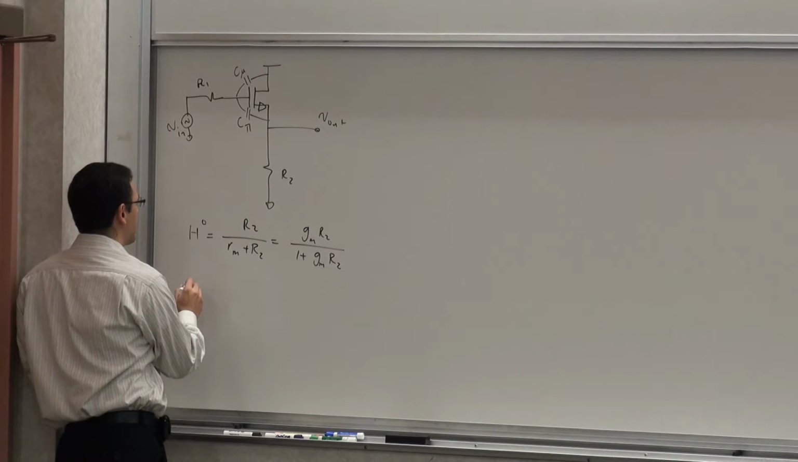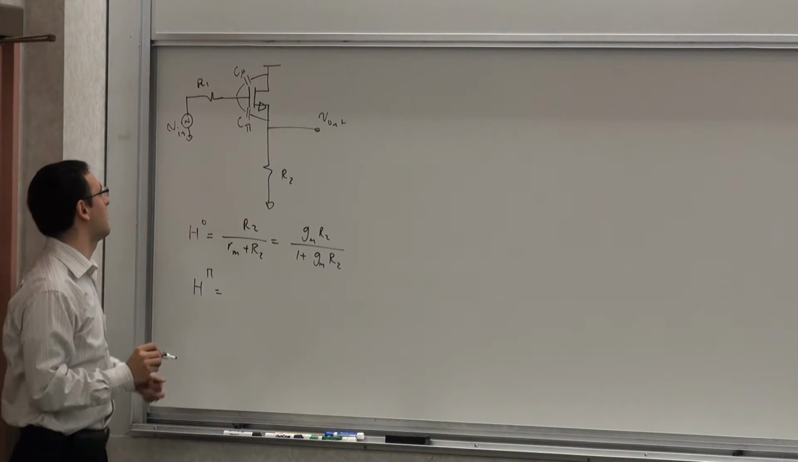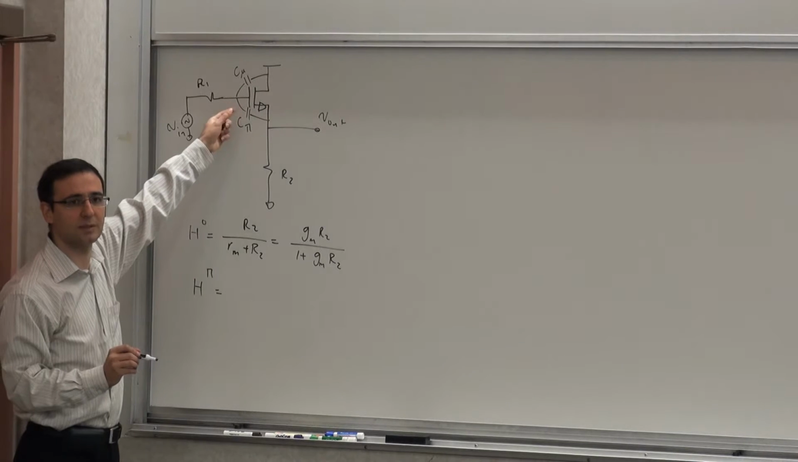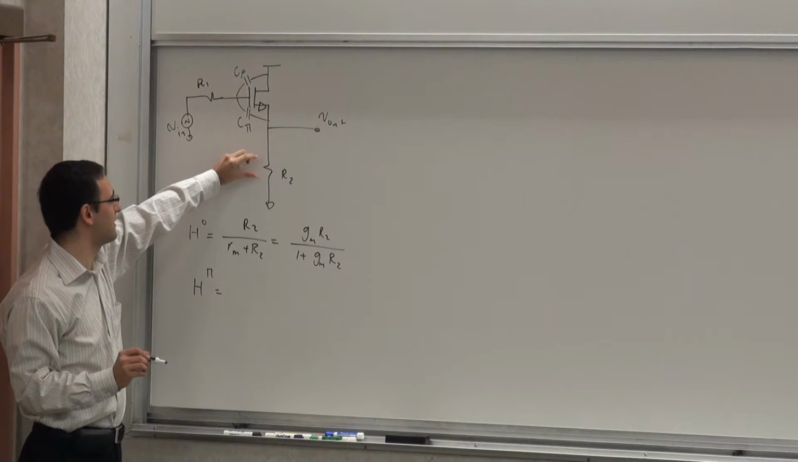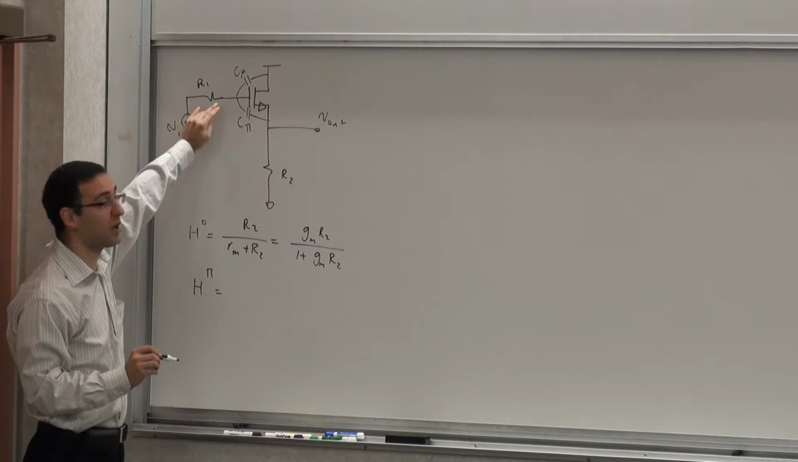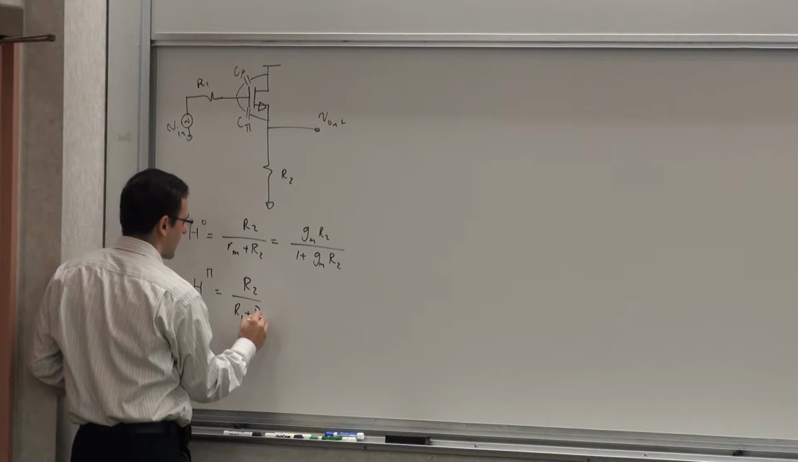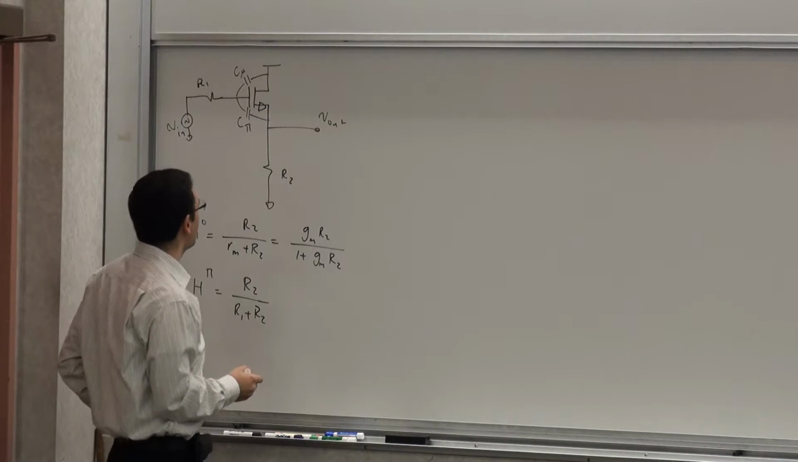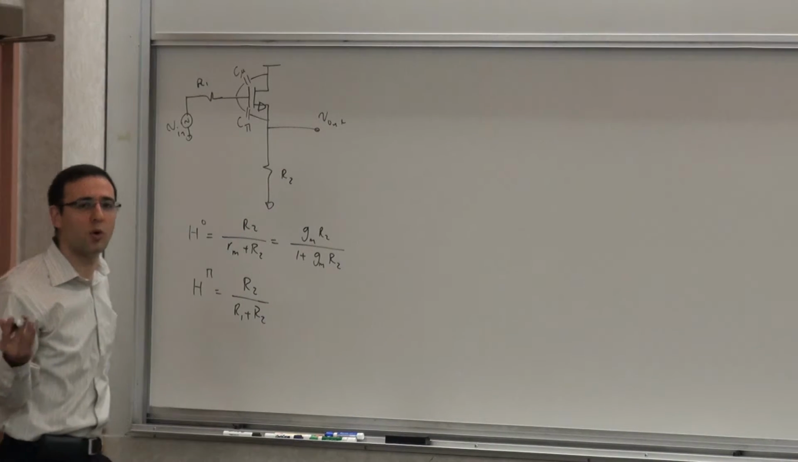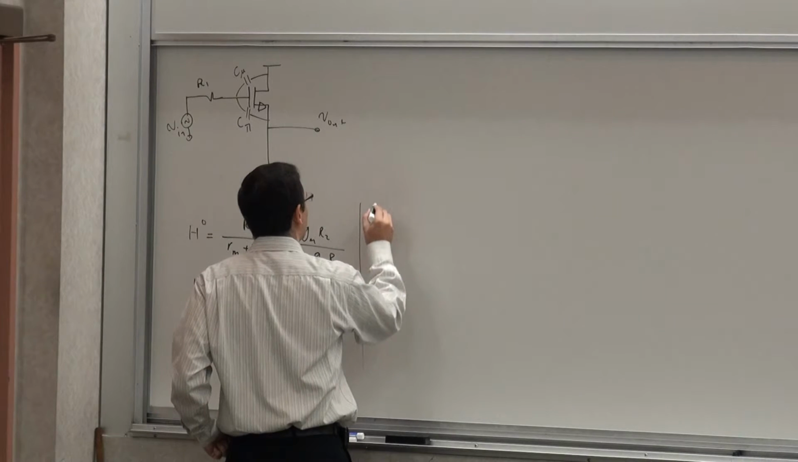Now, what other H do I have which is non-zero? It's H pi, right? What is H pi? When C pi is shorted, what is the gain? It's the voltage divider between R2 and R1, so it's R2 over R1 plus R2. Okay, fine. But now, the time constants are generally the more important ones. So, what are the taus?